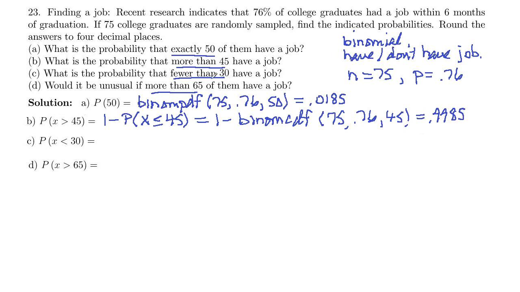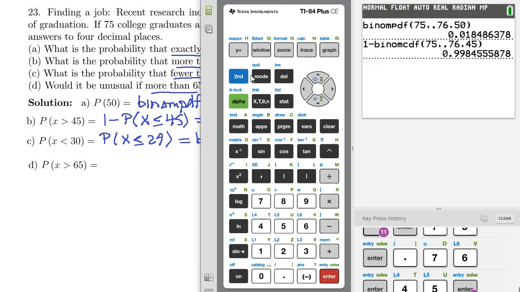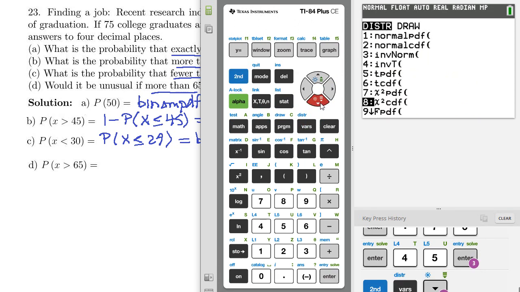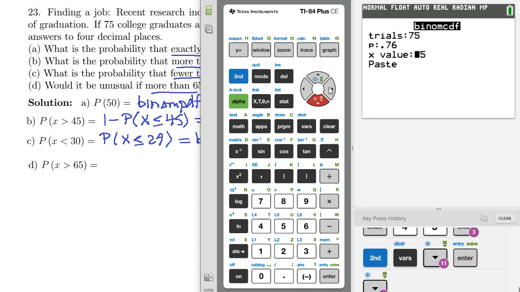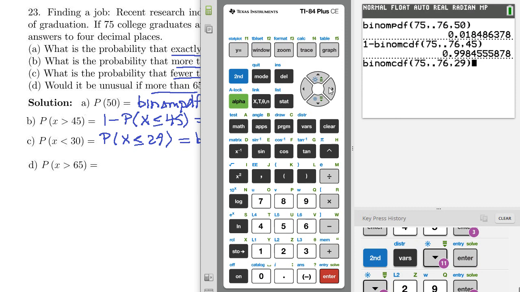And then the probability that fewer than 30 would have a job, so that's x less than 30. We have to use less than or equal, so if you're strictly less than 30, that means less than or equal to 29. So we can use our binom CDF with n is 75, P is 0.76, and x is 29. Let's key that in. 75 and 0.76 are already in there. We just have to change the 45 to 29.